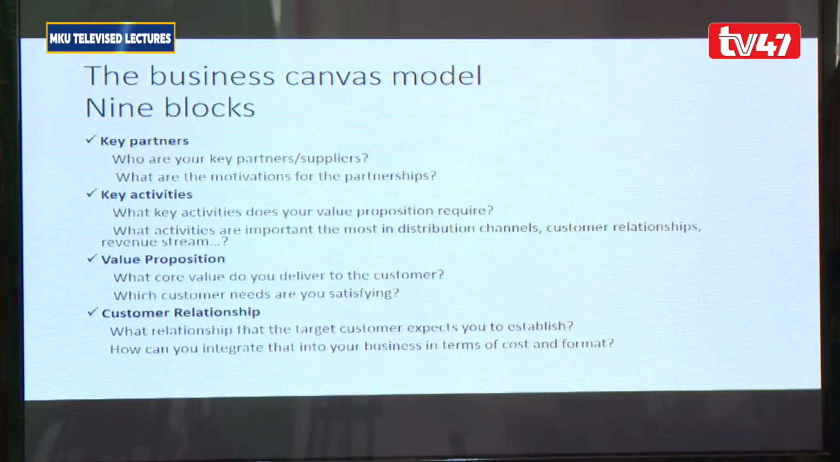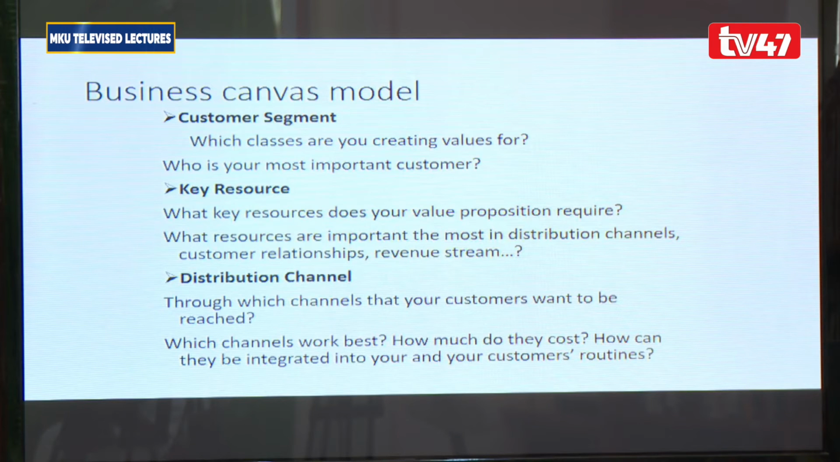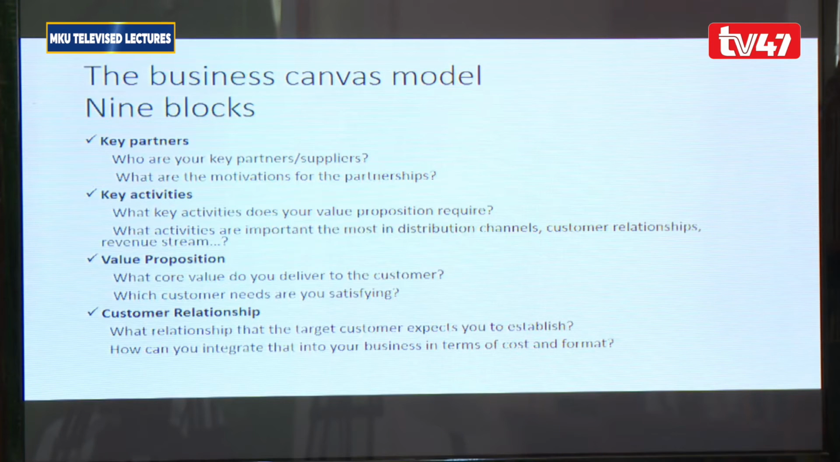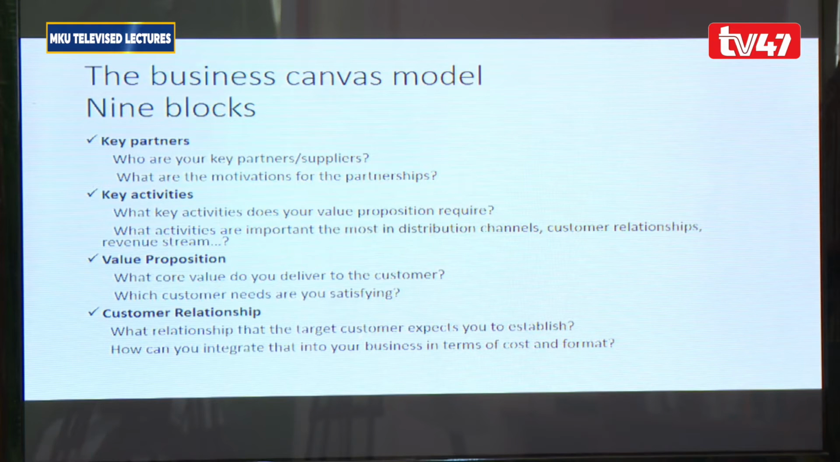Let's look at these guides in marketing our products, what we call the business canvas model. It tries to help us understand our market. I want to start with customer segmentation as my number one thing. Which classes are you targeting? You need to understand, like I've already explained, according to age, education, etc. Then, having identified your target market, you need to understand who your key partners are. Who are the suppliers?